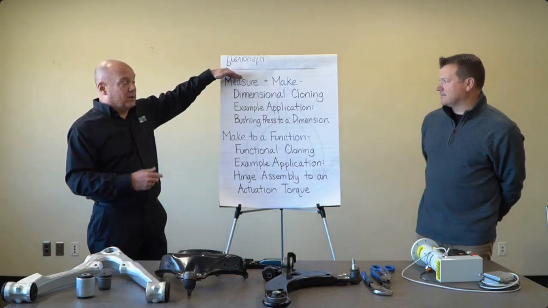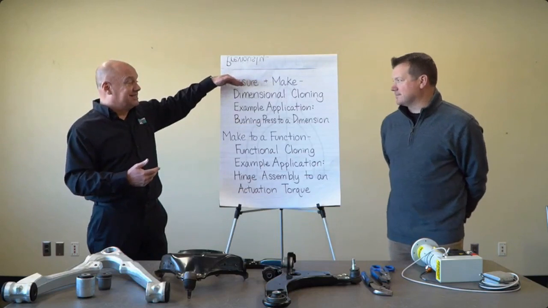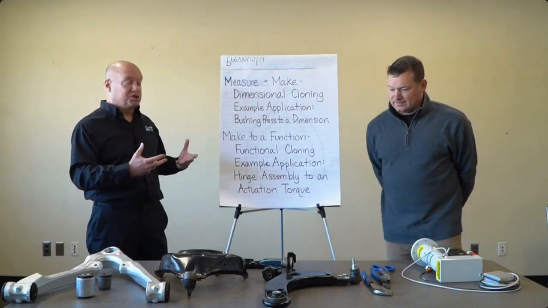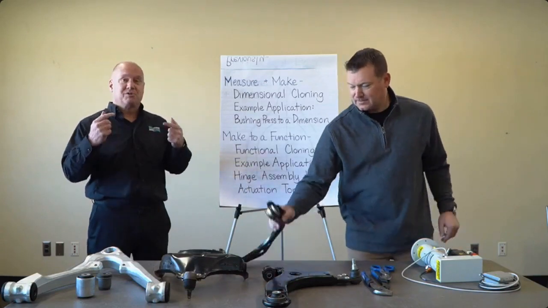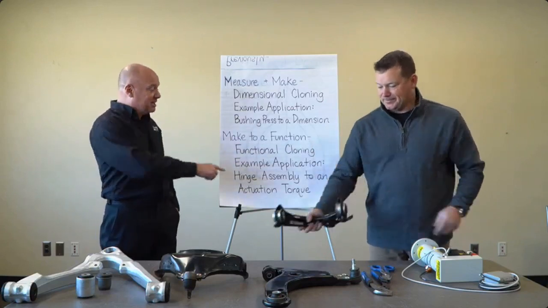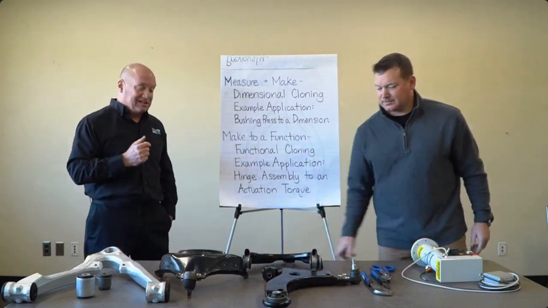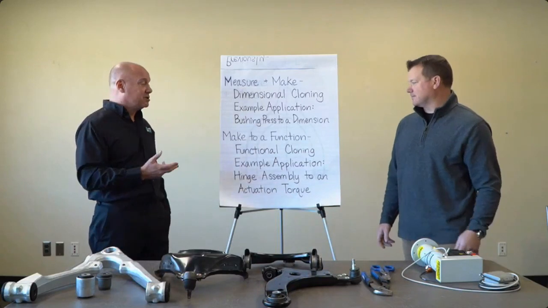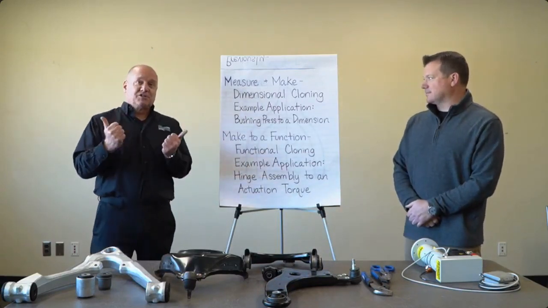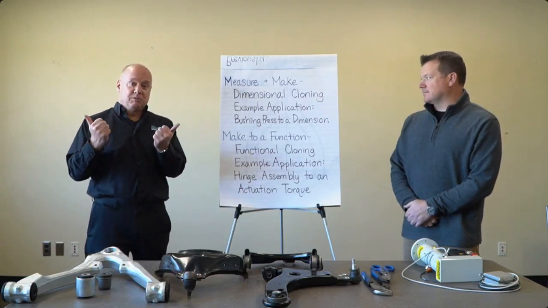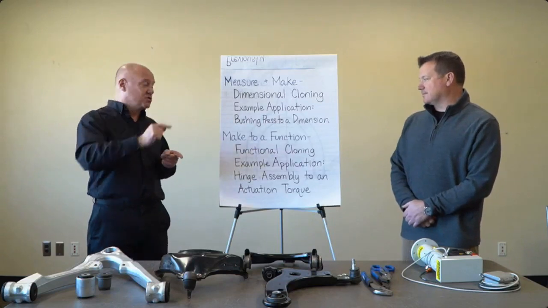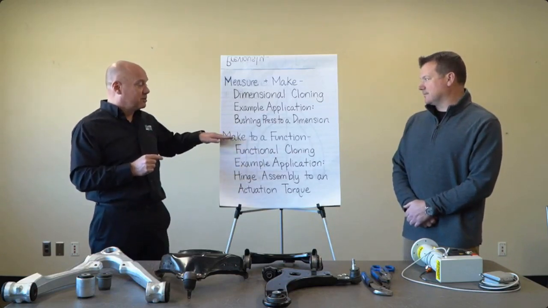One is what we call measure and make. It's dimensional cloning. An example that we're going to be talking about is bushings into a control arm, where we're actually measuring with measuring probes, gauging position. The second technique is what we call make to a function. Very, very similar. With the measure and make, you have to add external sensors, primarily measuring probes. So you have external data, which is helping you control the motion of the press.